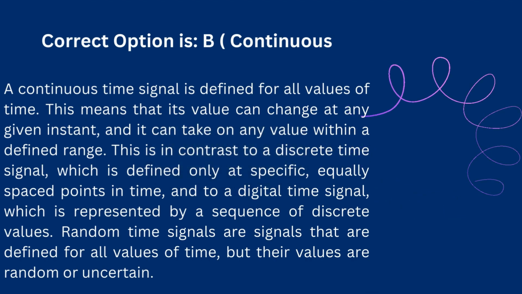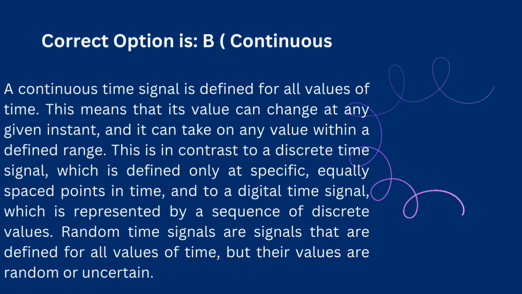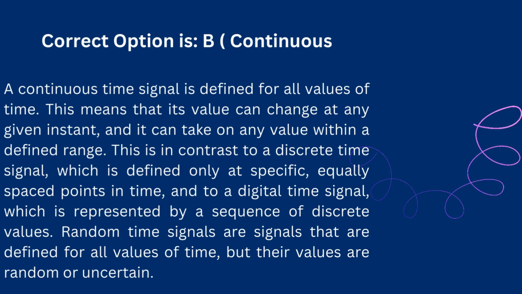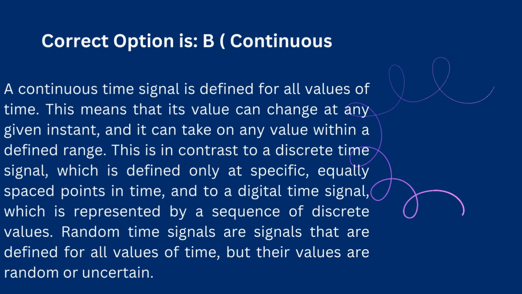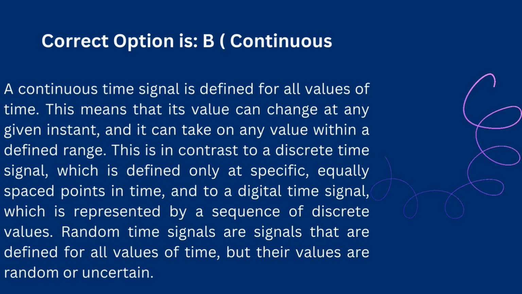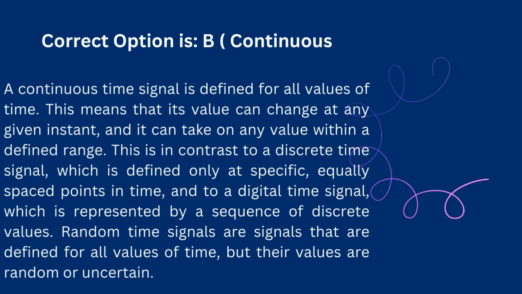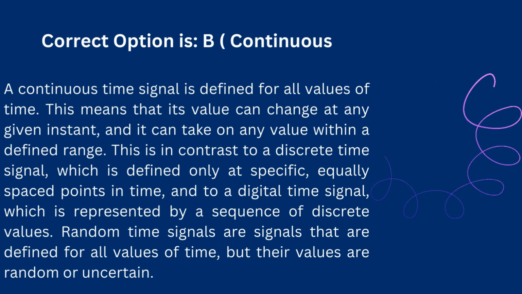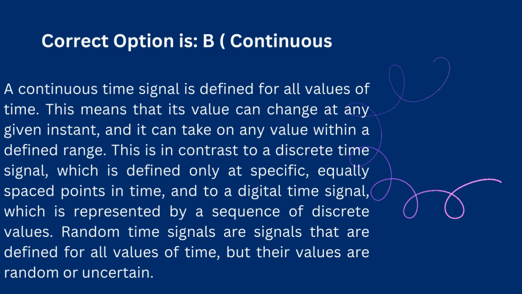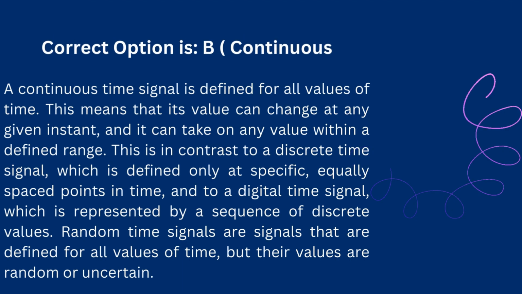Because a continuous time signal is defined for all values of time, this means that its value can change at any given instant, and it can take on any value within a defined range. This is in contrast to a discrete time signal, which is defined only at specific equally spaced points in time, and to the digital signal, which is represented by a sequence of discrete values. Random signals are signals that are defined for all values of time, but their values are random or uncertain.